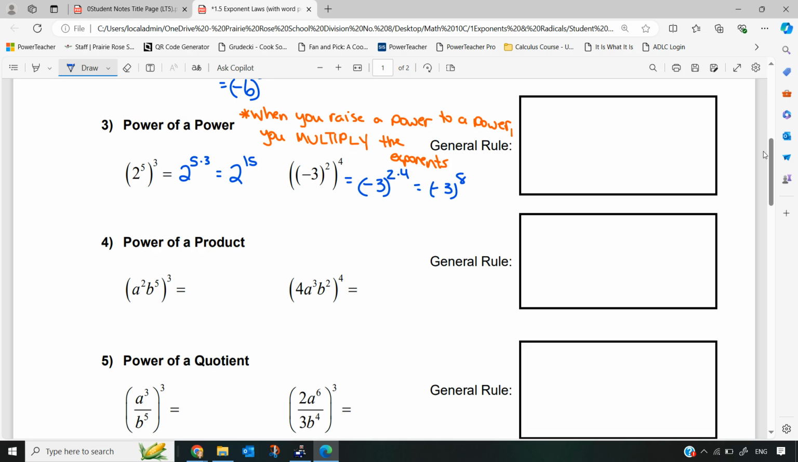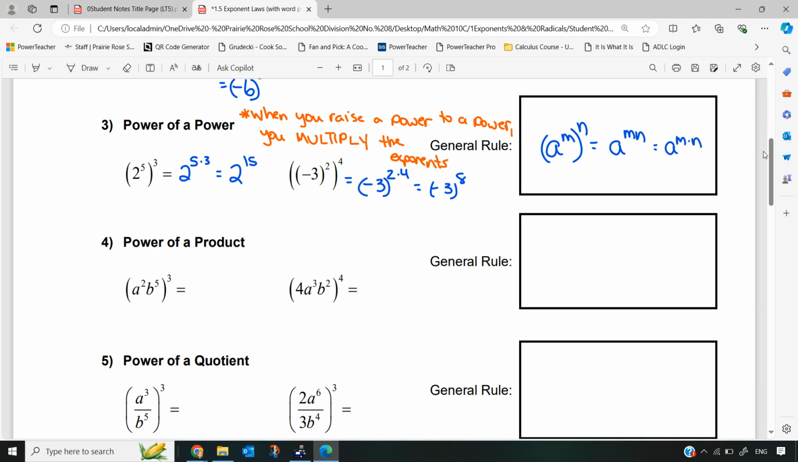Again, this is an example where if you put -3 to the 8 without those brackets in your calculator, and you put (-3) to the 8 with those brackets, your answer will be different. So when we take a look at our general rule, that's going to be a to the m raised to the nth power is going to be a to the mn, or a to the m times n.